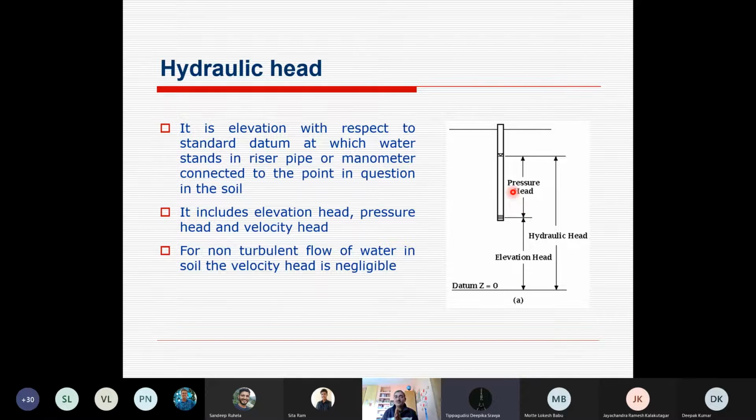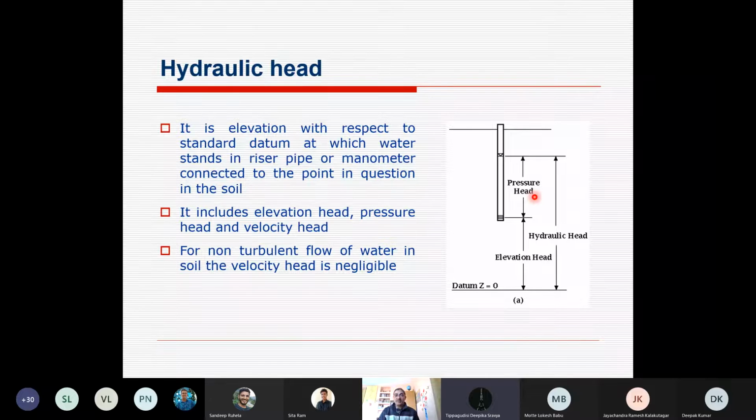But here, in saturated soil, the movement of water has very negligible velocity and it's usually non-turbulent. So for non-turbulent flow of water in soil, the velocity head, v squared by 2g, is negligible, as velocity is almost zero. So once we find the total head, that is the hydraulic head, elevation head plus pressure head, that is quite sufficient for saturated movement of water within the soil. That is basically the definition of hydraulic head.